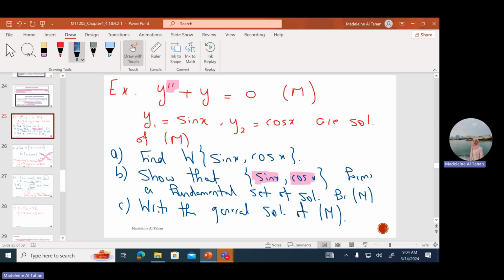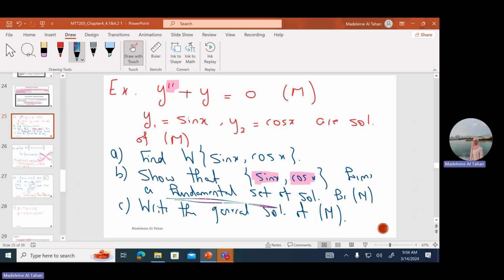Already last section, we solved this example. We gave this example, y double prime plus y equals 0. We are given y1 equals sine x, y2 equals sine x. Logically, how many linearly independent solutions should it have? 2. So if these two solutions are linearly independent, what do we call them?